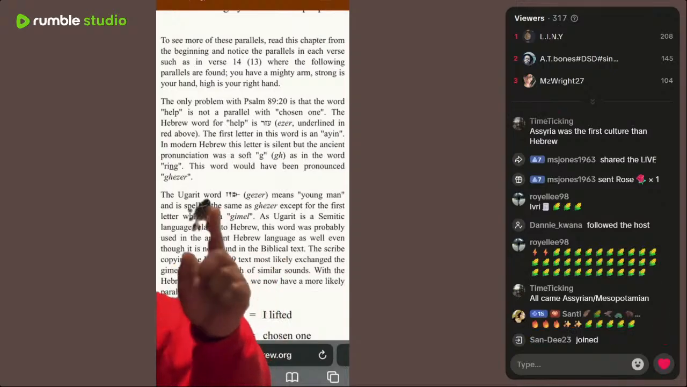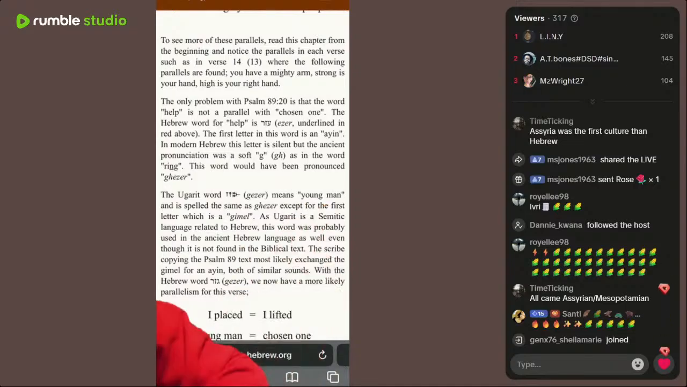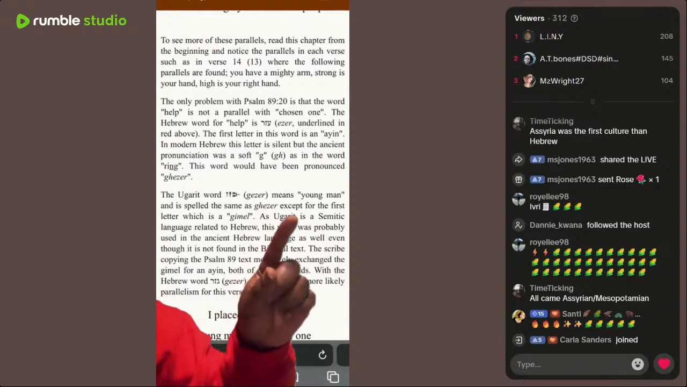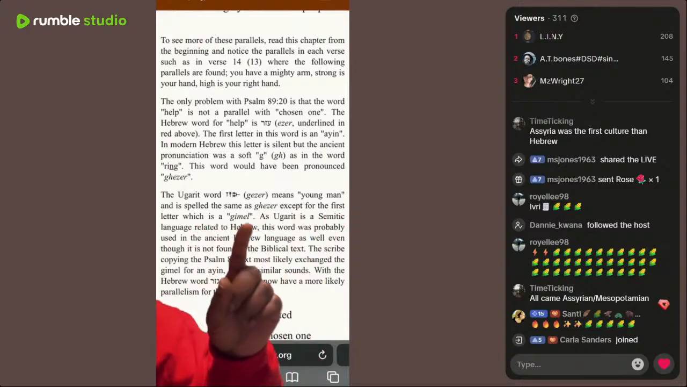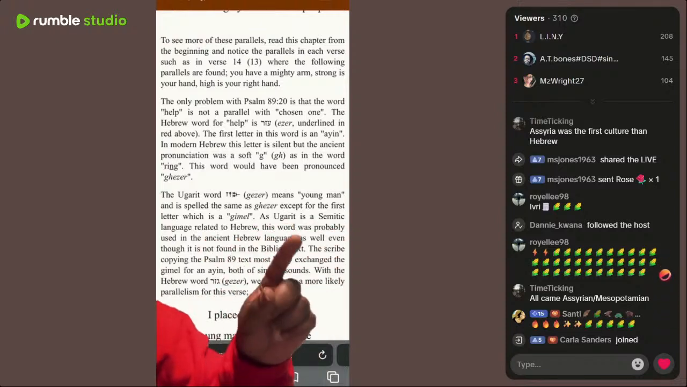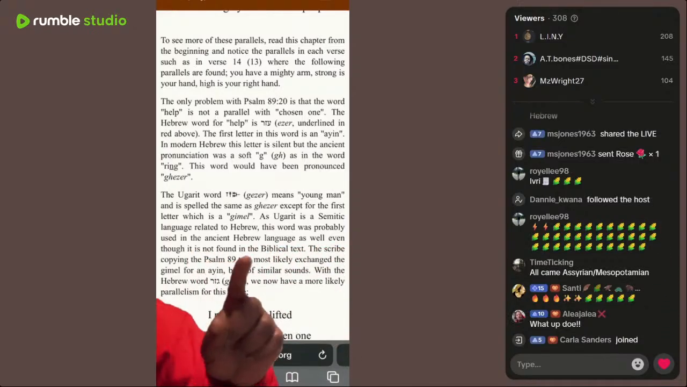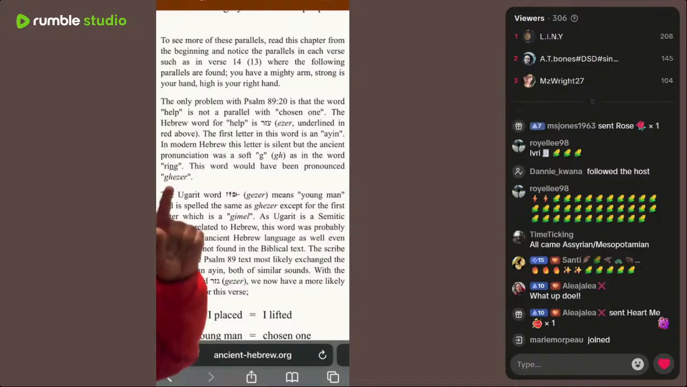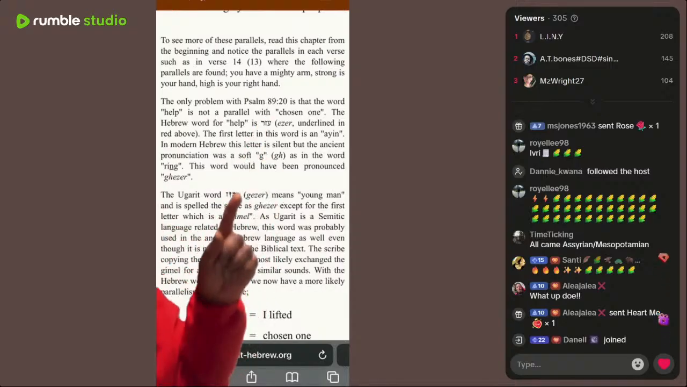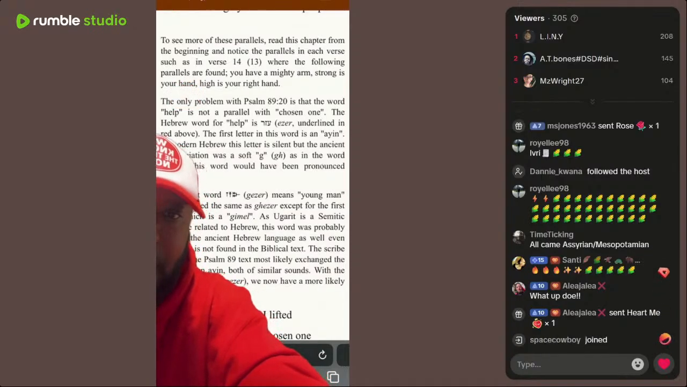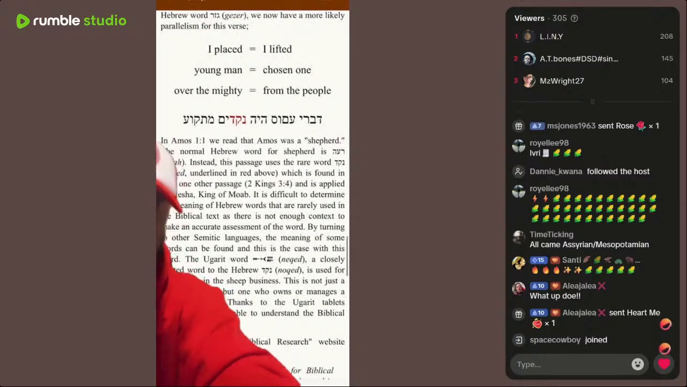Then you get the Ugarit cuneiform. Gizer means young man, but it is spelled the same, Gizer, except for the first letter which is Gamil, as Ugarit is a Semitic language related to Hebrew. The word was probably used in ancient Hebrew language as well, even though it is not found in the biblical text. So they're telling you these words are probably used in the old language. Then you get cuneiform saying the same stuff, and it's a connection there. Right? That's what they're trying to say. Keep going.